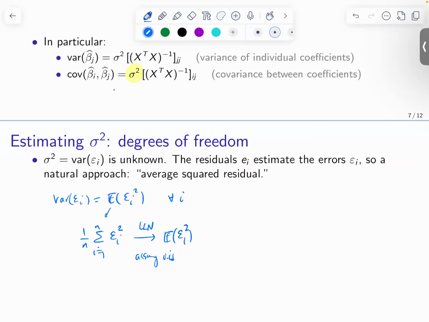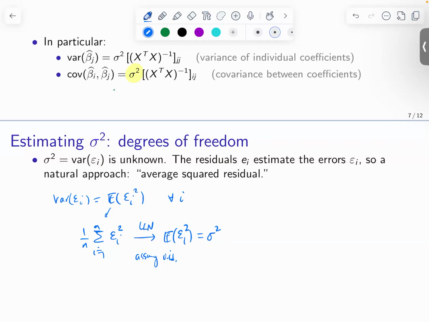The average of a sum of IID entries would converge to the expectation. And so this would give me the sigma squared, which is what I want. There are multiple issues here beyond the IID assumption, which I'm willing to address maybe later. The main thing is that I don't know the epsilon i's. I have no idea what epsilon i's are.